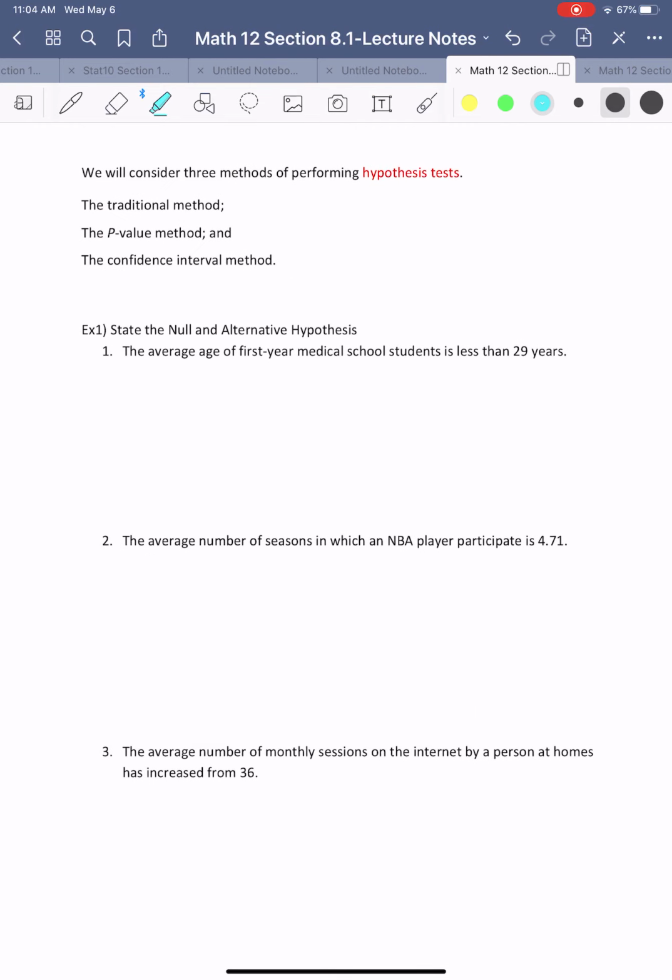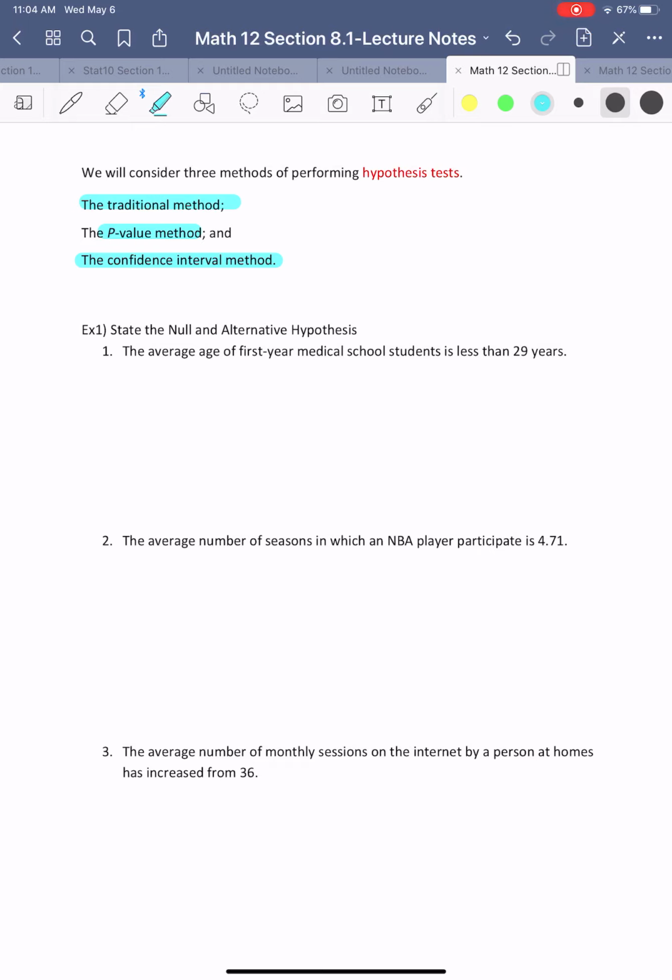All right, next page. We will consider three methods for performing a hypothesis test. The first one is the traditional method, then the p-value method, and then the confidence interval method. You can use any one of them to do the hypothesis test. Now state the null and alternative hypotheses for the statements we have here.